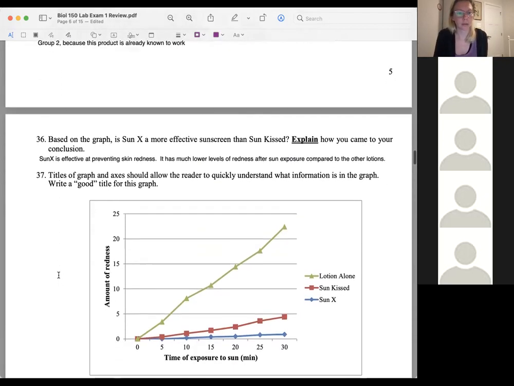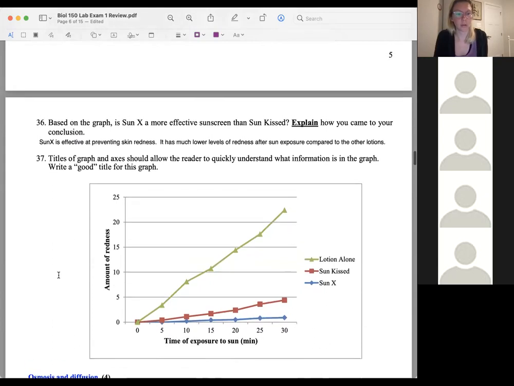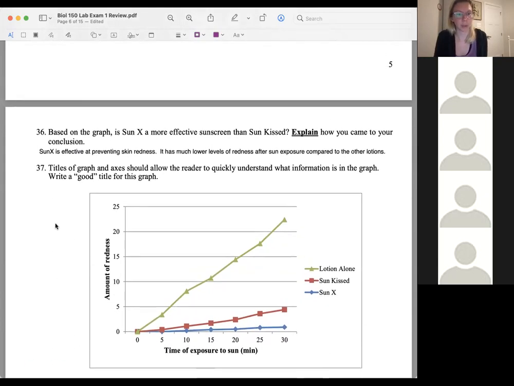All right. So this graph is missing a title. So let's come up with a good descriptive title for this graph.